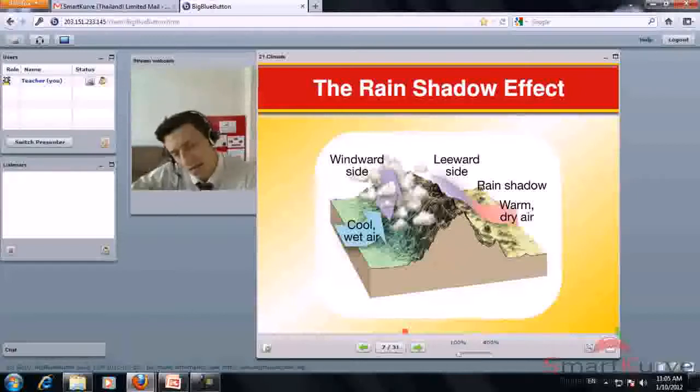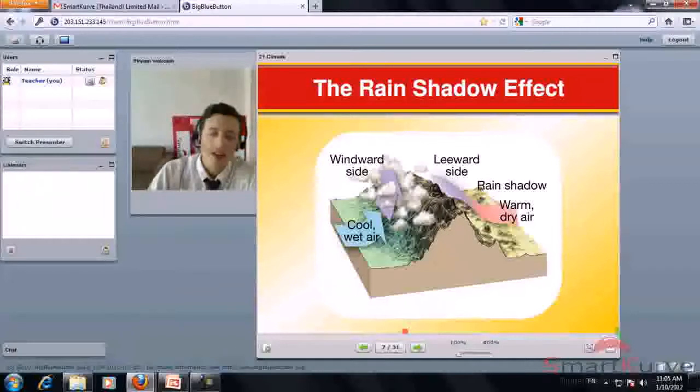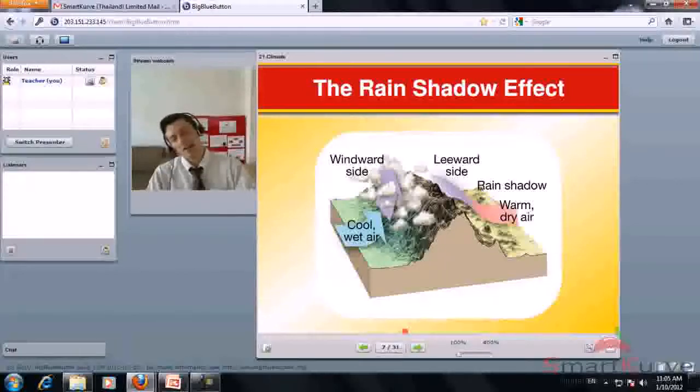So as it comes down the mountains, it becomes warmer and warmer, so that air on the other side of the mountain, on the right side, is going to be very warm and dry. And this area we call the leeward side, or the rain shadow. So that cool, wet air comes up, the rain falls, and then warm, dry air comes down the other side. The rain shadow effect.